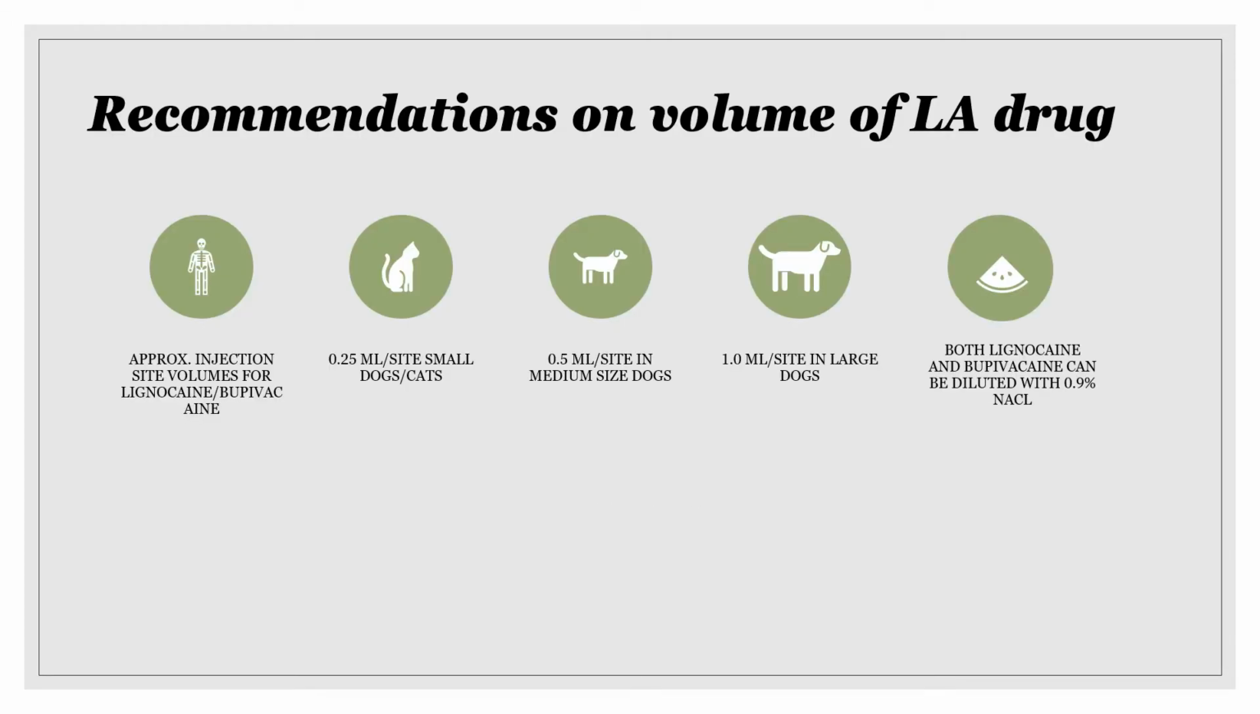What volumes of local anaesthetic agents do we recommend in dogs and cats? In small dogs and cats, we recommend up to 1/4 cc per site. Medium-sized dogs up to 0.5 cc and larger dogs 1 cc per site. Both lignocaine and bupivacaine can be diluted with 0.9% sodium chloride. In a 50-50 mix, this can increase the volume of the agent, but it will decrease the concentration of the agent and therefore the effects of the agent. But certainly diluting the agent is appropriate if you are running out of your total dose, which is 4 milligrams per kilo in dogs and 2 milligrams per kilo in cats.